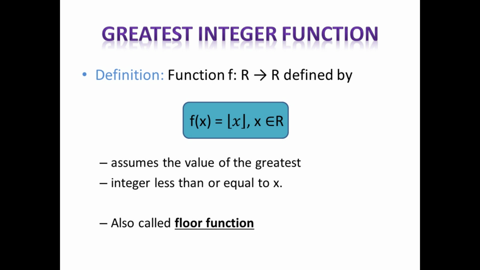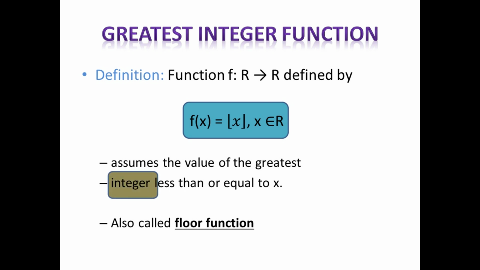What does R stand for here? It stands for set of all real numbers. Our second part, it says that it assumes the value of the greatest integer less than or equal to x. Now let's look at it one by one.